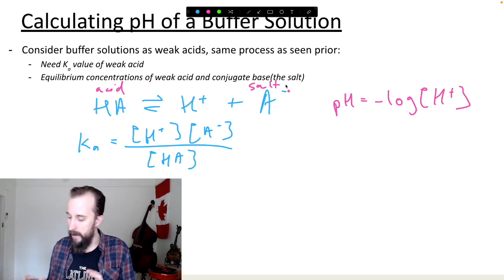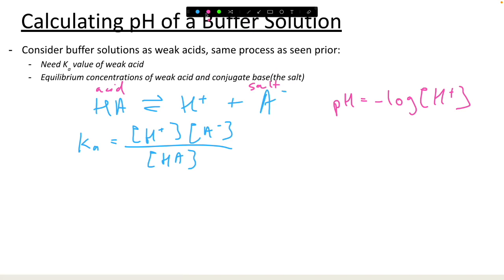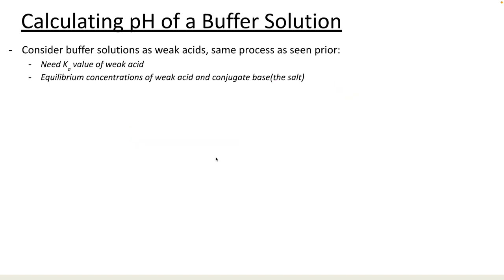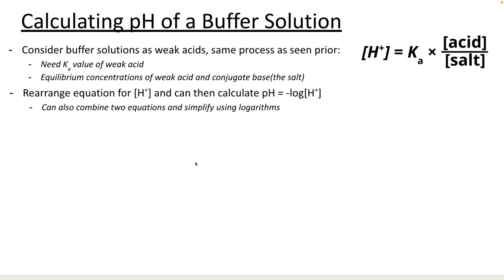So if I write this slightly differently by substituting these in, our Ka value is equal to the H plus times the concentration of the salt, which we know because, theoretically, we've made the buffer, and we've got the concentration of the acid there. So now if I rearrange this to get the H plus as the subject, we can then plug that into our pH equation. So what does that look like rearranged? It looks like this over here.